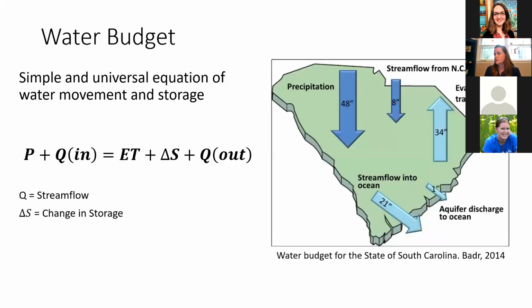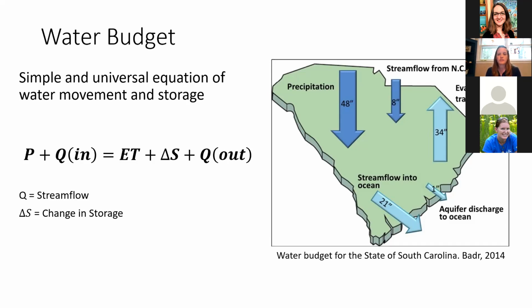So if this water is in different compartments and it can move from compartment to compartment, we could quantify it and enumerate it with a water budget. A water budget is just a simple and universal equation of water movement and storage. It's basically a system of checks and balances and ins and outs that can tell you if a system's balanced, if it's losing water, or if it's gaining water.